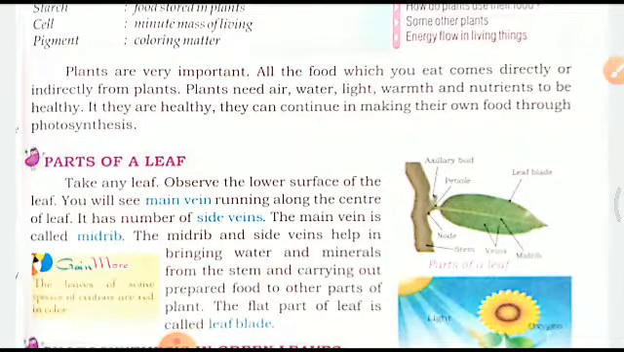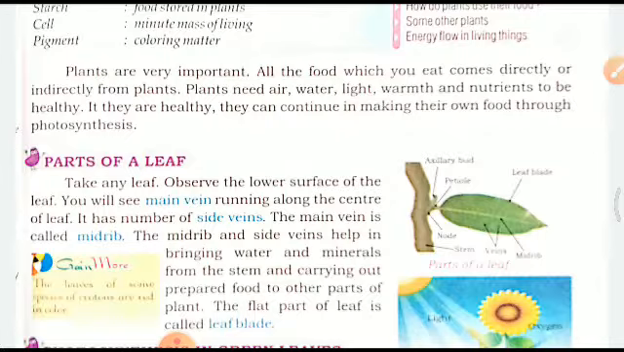Well, the food which you eat comes directly or indirectly from plants. Plants need air, water, light, warmth, and nutrients to be healthy. If they are healthy, they can continue making their own food through photosynthesis. Right? So they are very important for food.